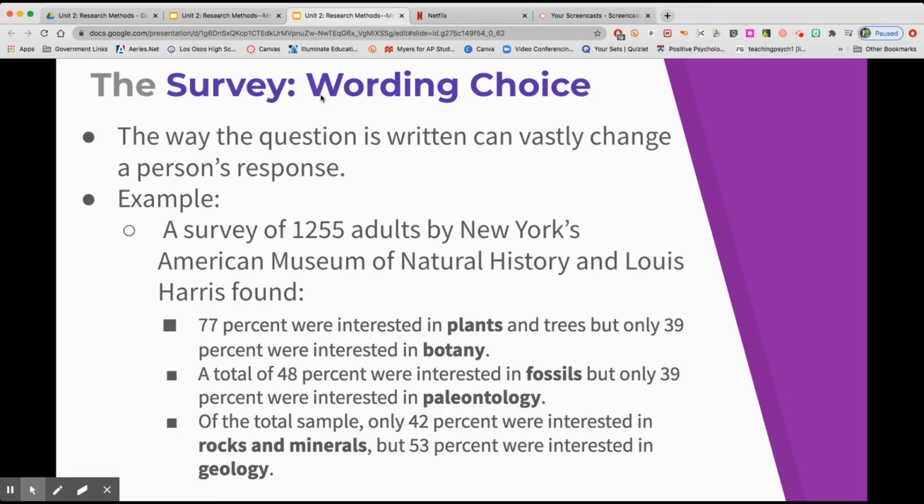So notice each of these questions, they were asking the same thing, but just by changing the wording, they got vastly different results. So it's something that we need to be really mindful of if you're designing a survey: how are you asking the question? Think of this as very similar to what we talked about with memory, that just by changing the wording can alter someone's memory. Kind of a similar idea here with surveys.